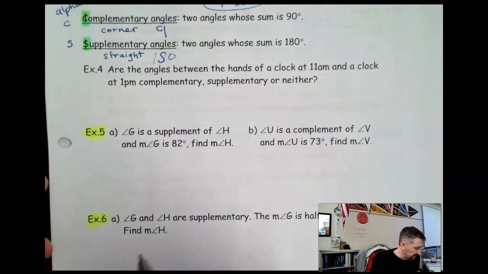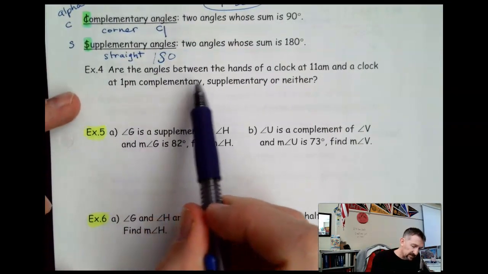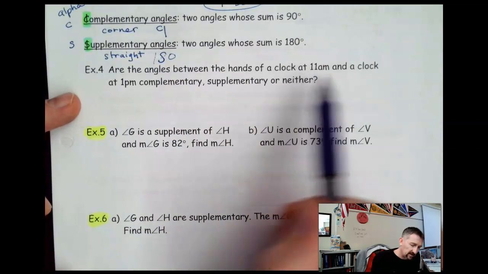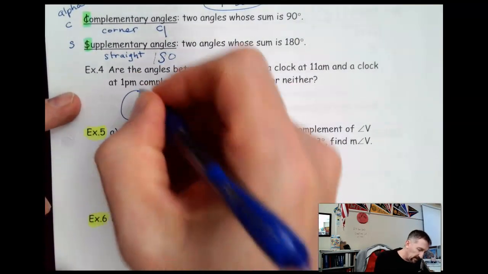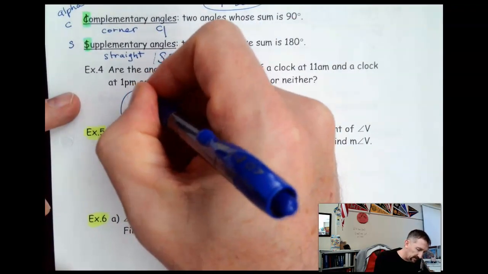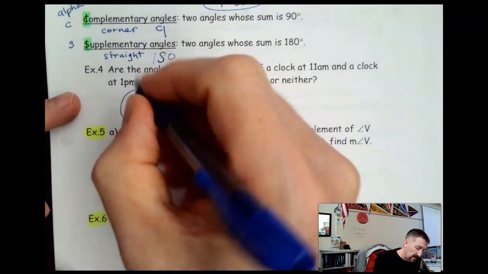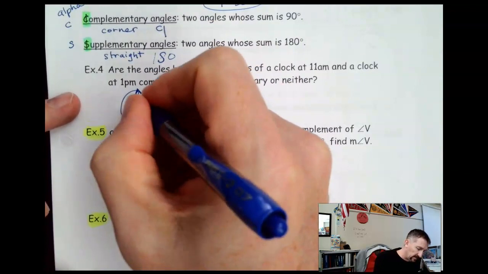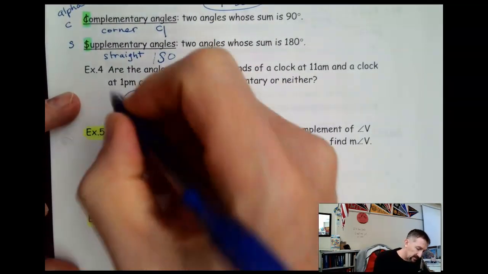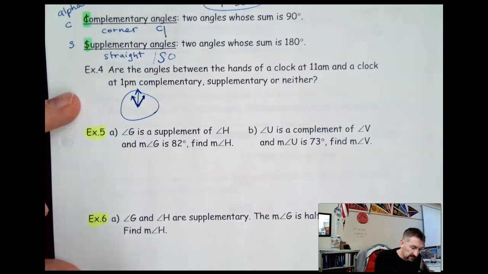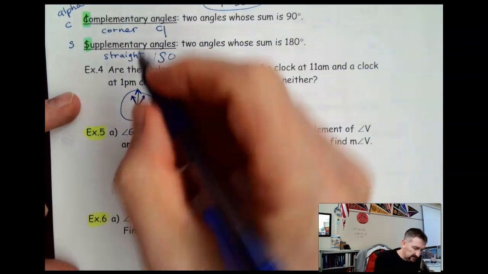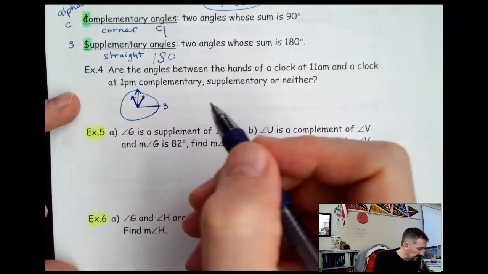Are the angles between the hands of a clock at 11 and a clock at 1 complementary, supplementary, or neither? So if you think about a clock, at 11 o'clock, that would be over here, and 1 o'clock, that would be over here. So if we think about it, 3 o'clock is 90 degrees.